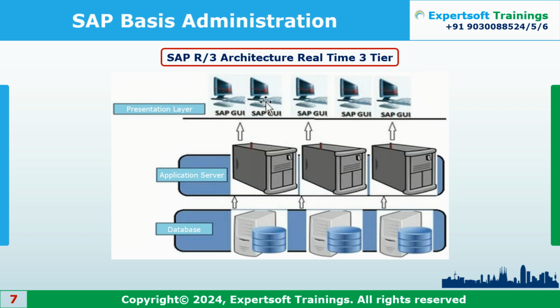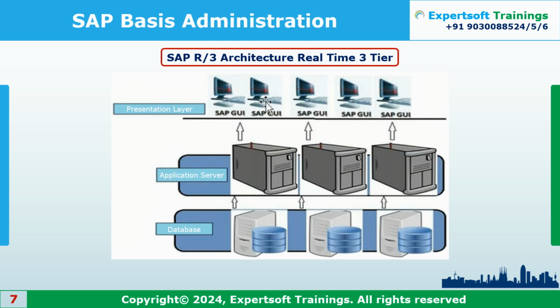So when only the first tier is there, all these layers, what are you seeing? SAP GUI, I will tell you what this is, application servers, database, all are sitting in a single layer only. That is why it is very complex and very difficult to manage that type of landscape or architecture.